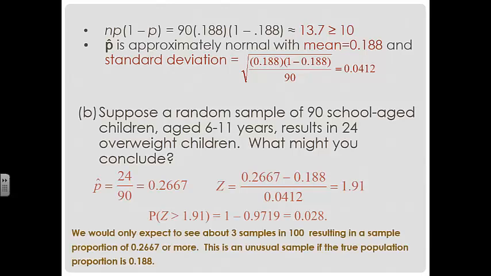So we would only expect to see about 3 samples if we took 100 samples that would result in 26.67% or more children that are overweight. So this is an unusual sample if the true population proportion is actually 18.8%. And so that is how we take a sample proportion.